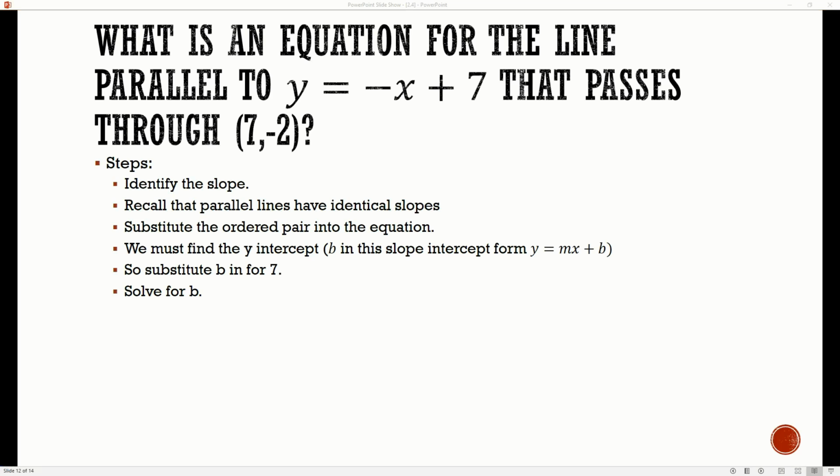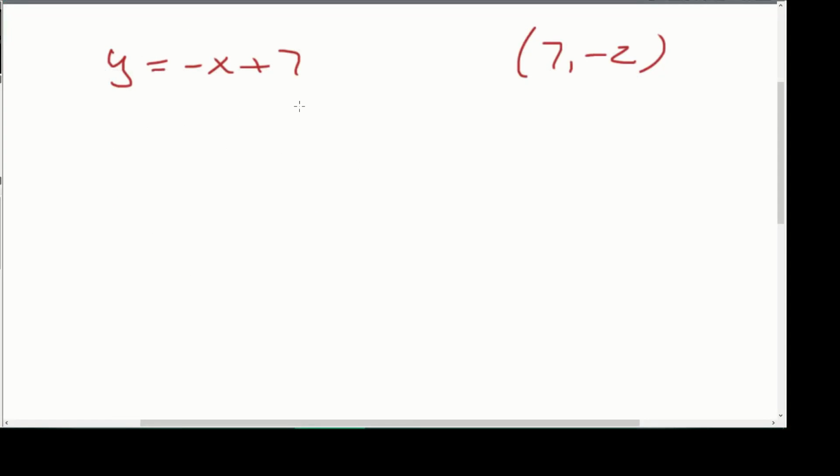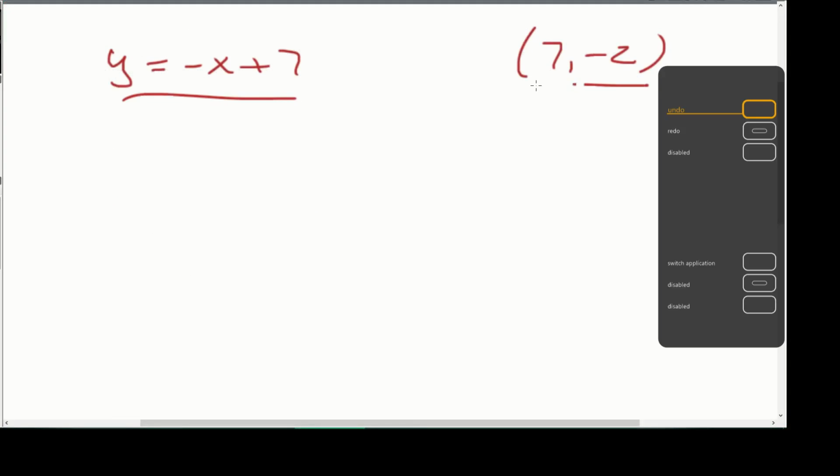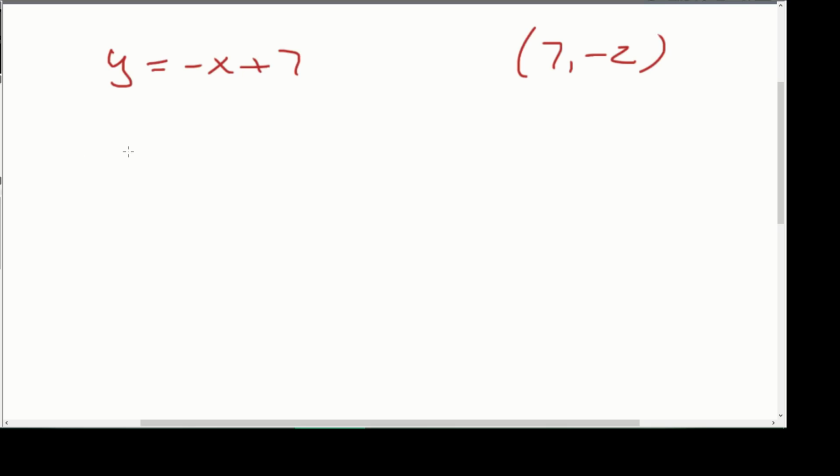I'm going to recopy the expression on the other window, y equals negative x plus 7. And this time I'm going to copy the right points. I have positive 7, negative 2. What I'm trying to find is a line that is parallel to this equation that passes through this point. So parallel means I need the exact same slope. Well, we already determined in this format, y equals mx plus b, that our slope is negative 1 because there's an understood 1 there. So I'm going to say that my m is equal to negative 1.